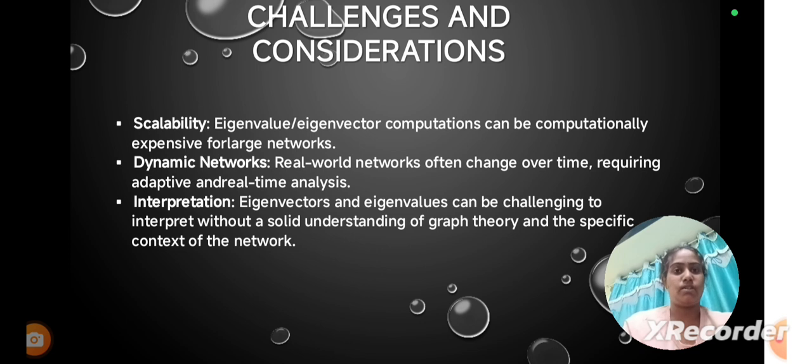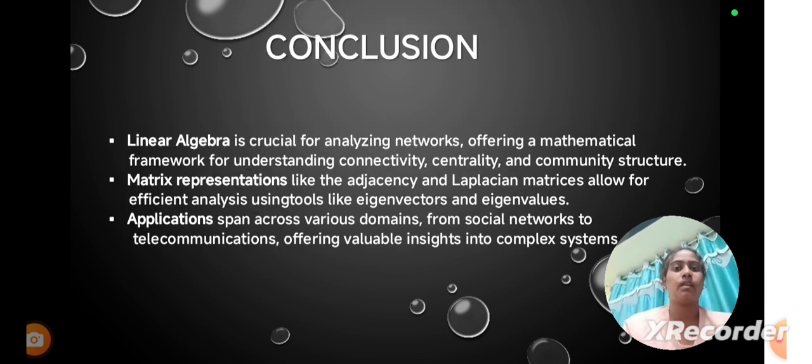Challenges and considerations: scalability, eigenvector and eigenvalue computations can be computationally expensive for large networks. Dynamic networks, real-world networks often change over time, requiring adaptive and real-time analysis. Interpretation: eigenvalues and eigenvectors can be challenging to interpret without a solid understanding of graph theory and the specific context of the network. Now finally I'm coming to the conclusion.